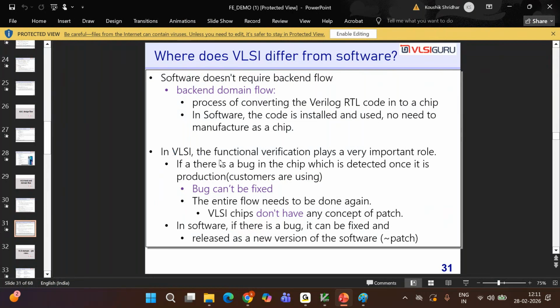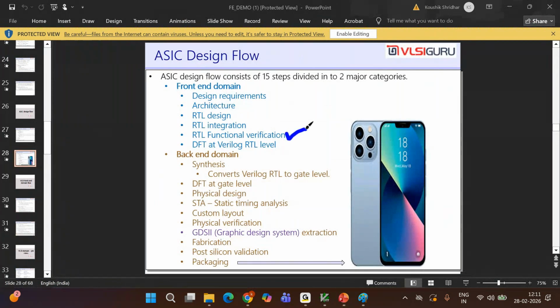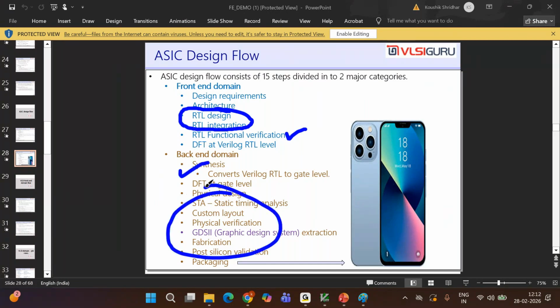So in VLSI, functional verification plays a very important role. This domain plays a very important role. I am a functional verification engineer, so this becomes a very important role for me. Why? Because if any particular feature is not checked properly in the design, that feature can have a bug in the backend flow. After synthesis, there can be some bug present when they verify it.